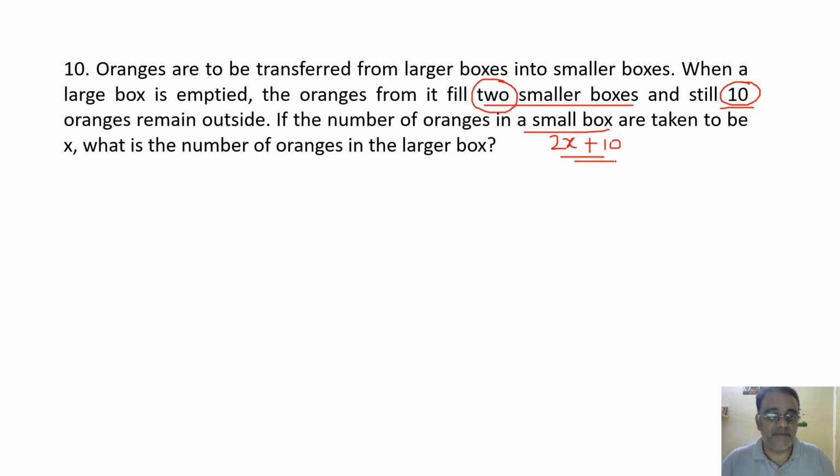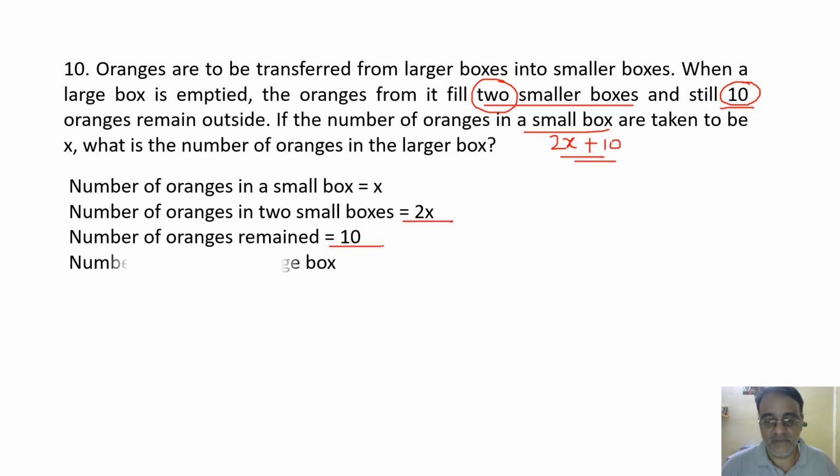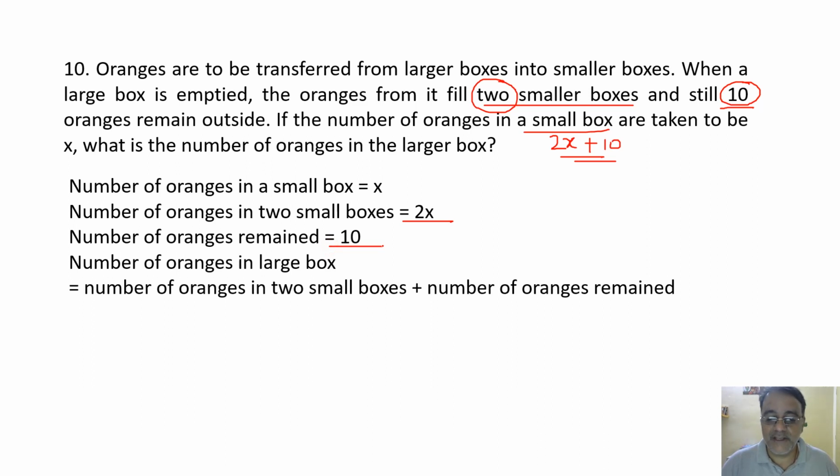ओके, उसको स्टेप बाय स्टेप देखते हैं. Number of oranges in a small box is x. So the number of oranges in 2 small boxes is 2x, and the number of oranges left outside is 10. So the total number of oranges will be 2x plus 10. ये दोनों को ऐड करना पड़ेगा. ठीक है, right. So we'll get 2x plus 10 as the answer.